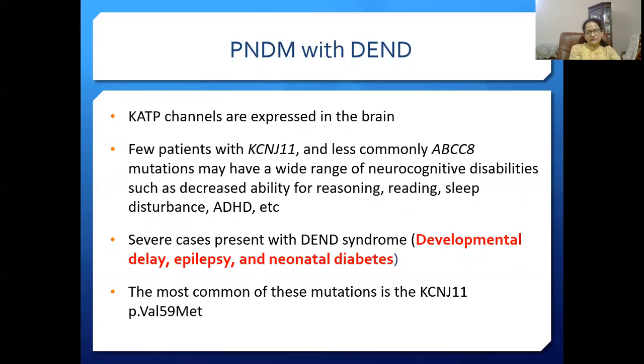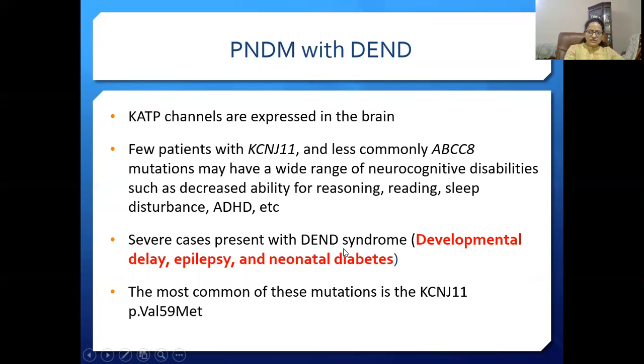One interesting entity that we should all be aware of is DEND. What is DEND? DEND stands for developmental delay, epilepsy, and neonatal diabetes. It happens because the ATP sensitive potassium channels are expressed in the brain also. A few patients with KCNJ11 gene defect, and also less commonly those with ABCC8 gene mutations, may have a wide range of neurocognitive disabilities such as decreased reasoning ability, reading disturbances, sleep disturbance, ADHD, etc. And in severe cases, they present with the full-blown DEND syndrome.